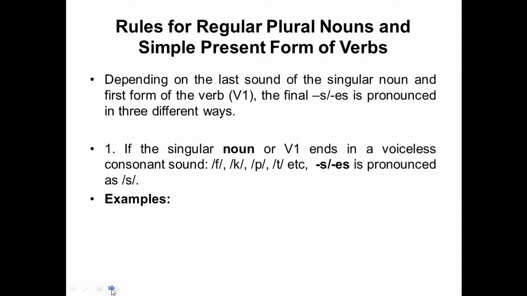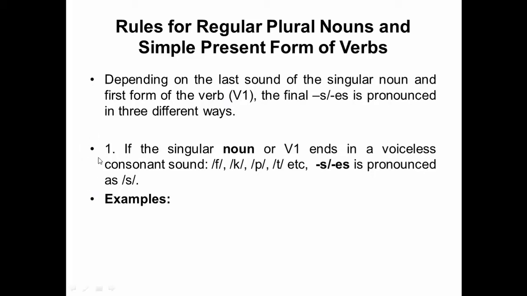The rule we are going to deal with is for regular plural nouns and the simple present form of verbs. Depending on the last sound of the singular noun, or the last sound of the first form of the verb, in both cases we have to see the last sound. The final s or es is pronounced in three different ways.